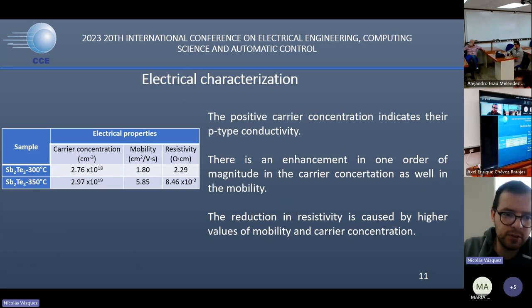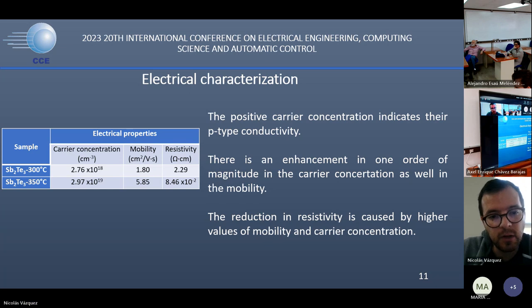Lastly, we have the electrical characterization, in which we have the carrier concentration, the mobility, and the resistivity. Clearly, we can see that there is an increase in the carrier concentration of one order of magnitude, from 18 to 19. This might be related to the suppression of the tellurium segregates that this sample presented, as I mentioned in the Raman characterization. Also, we can clearly see an increment in the mobility from 1.80 to 5.85, which could be related to the increase in the grain size, which I mentioned in the morphological characterization.